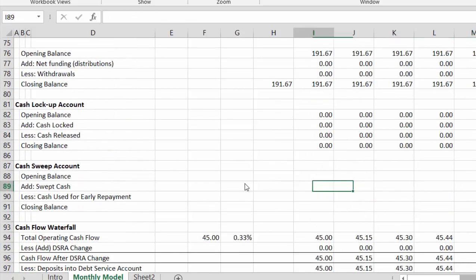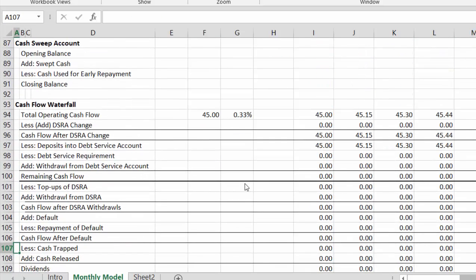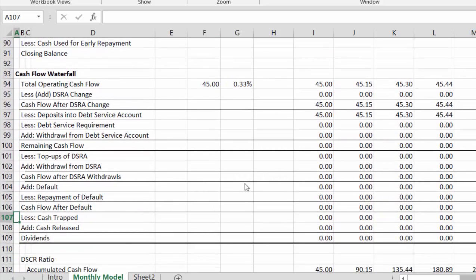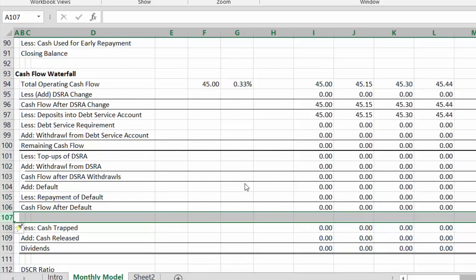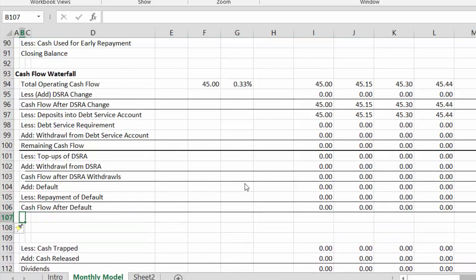there's going to be a little trick here. I'm going to make a mistake. I can see it right now, because we have to make sure we don't sweep too much cash. That's kind of the trick. So let's insert 3 lines and put less deposits into cash sweep. Now, if you were just doing this in a simple way, let's first put the cash sweep percentage here.